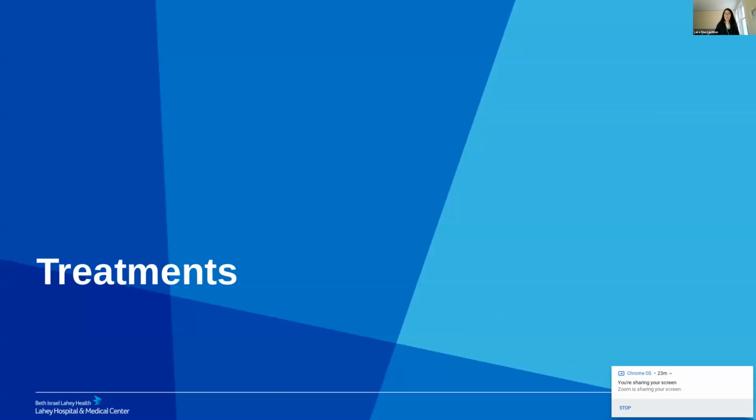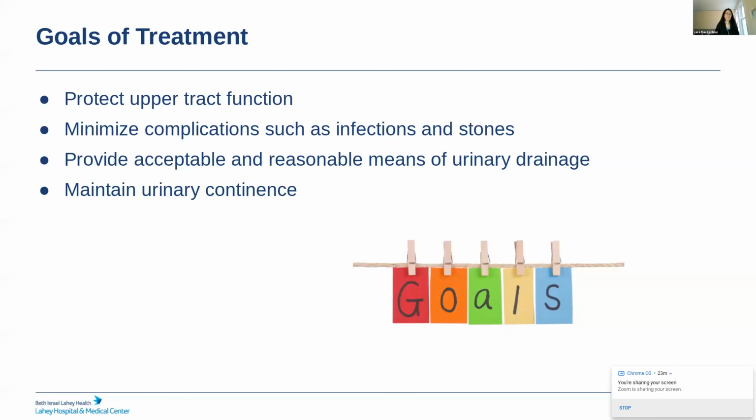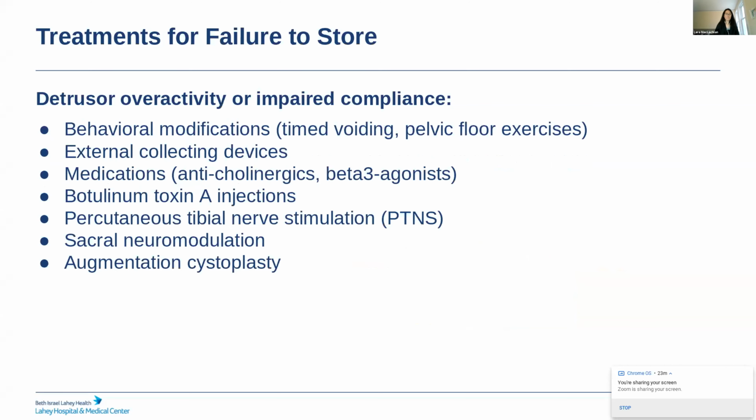So now that you know all the different pathophysiology of neurogenic bladders, let's talk about treatments. The goals of treatment when you're seeing a patient with suspected neurogenic bladder is to protect their upper tract function. You want to minimize complications such as infections and stones. You want to provide an acceptable and reasonable means of draining their bladder, and you want to help maintain urinary continence.